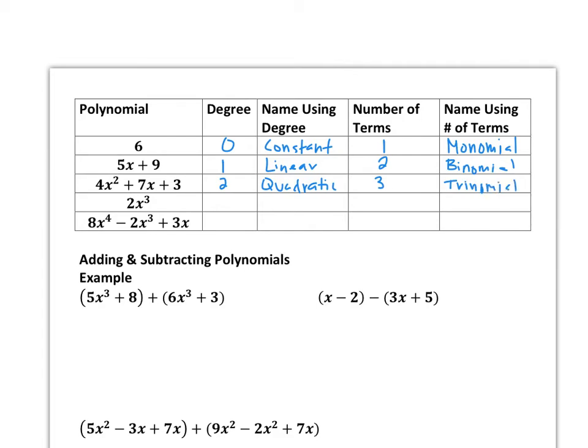All right, final one here, degree, highest exponent is a 3. We call this a cubic. Number of terms is 1. So again, this is a monomial.